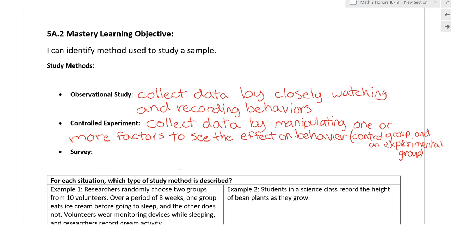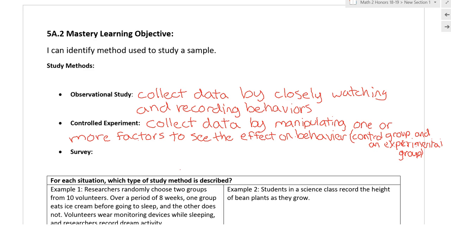The controlled experiment is most often used in medical fields. It's used in everything, but a common example is like medicine. When they're coming up with new medicine, they'll give some people a placebo, so it's just a sugar pill or it just doesn't really do anything, and then they'll give some people the actual medicine they're testing to see if it does what they want it to do.